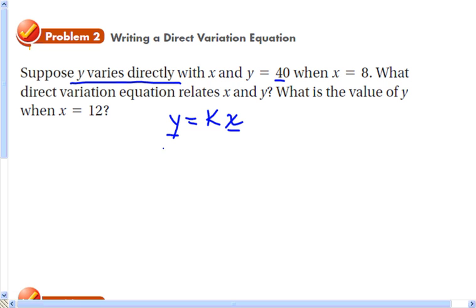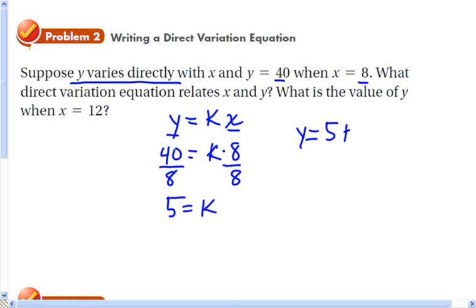So y is 40, we'll put 40 where the y is. X is 8, so we'll put 8 where the x is. Then we'll divide both sides by 8 and get 5 is equal to k. So my constant of variation is k equals 5. And so the equation that relates these two values is y equals 5 times x.